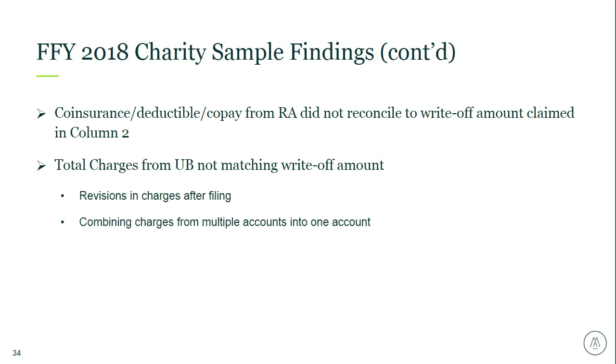And for uninsured discounts, it was found while reviewing the UBs that not all total charges matched the write-off amounts for uninsured claims. An additional issue that hospitals need to be aware of is when hospitals are combining charges for multiple accounts into one single account. We saw this come up during review, and it made it very difficult for hospitals to obtain the necessary documentation for each pre-merged account to satisfy the audit request.